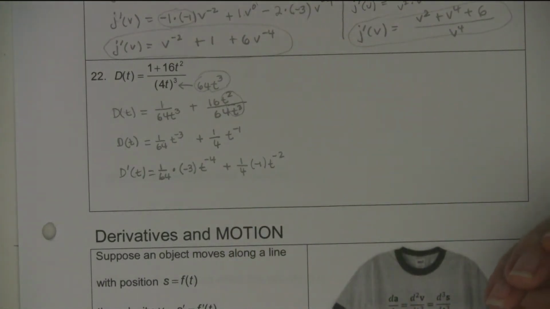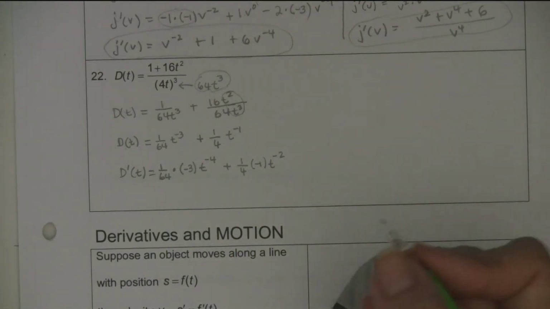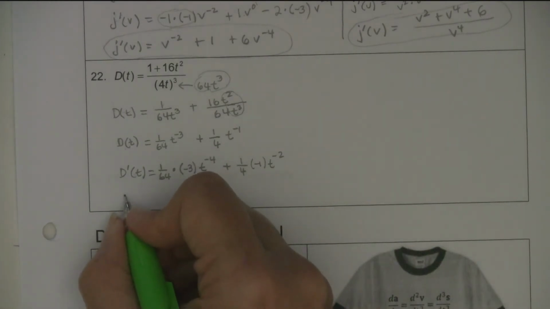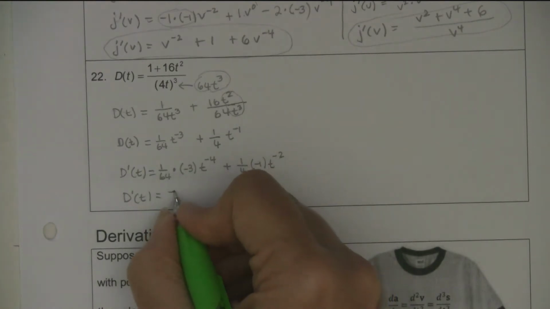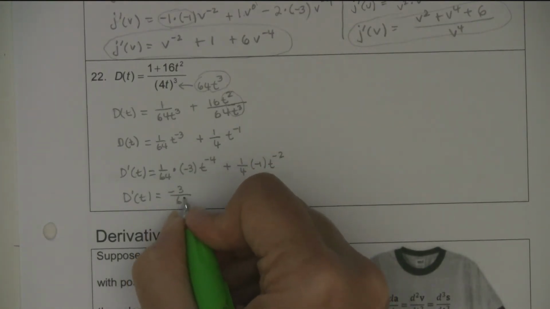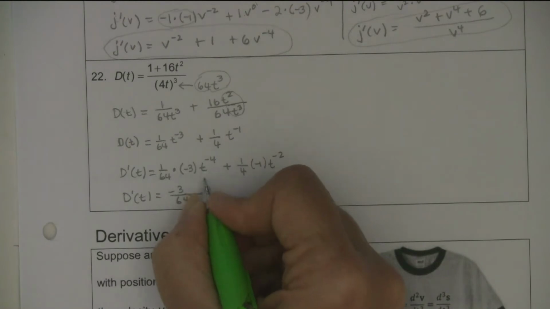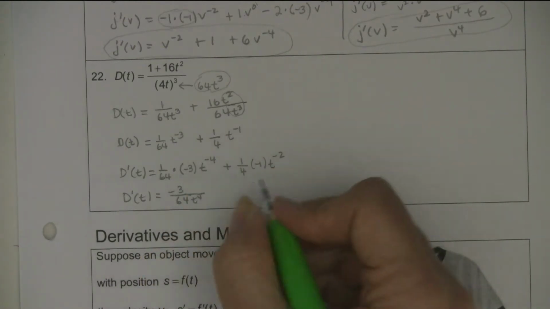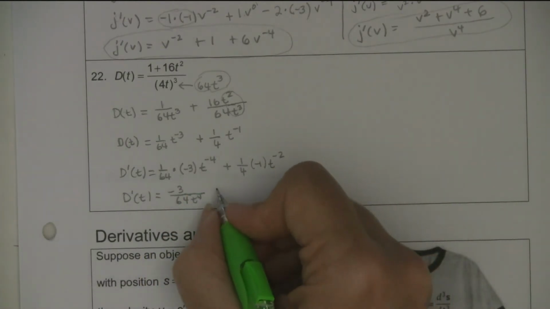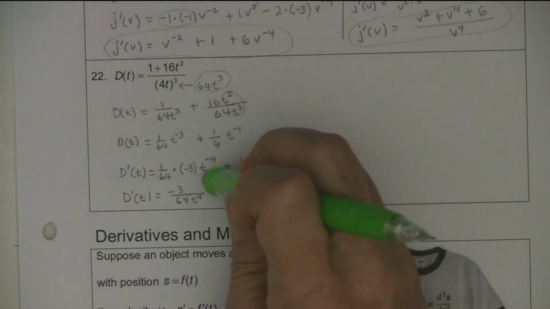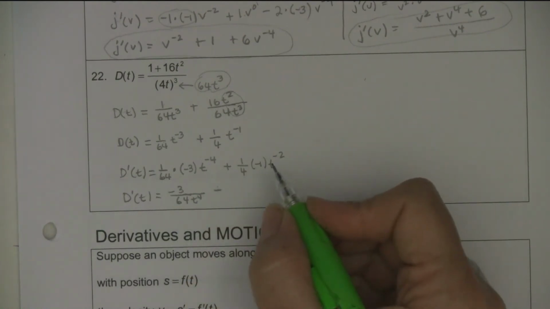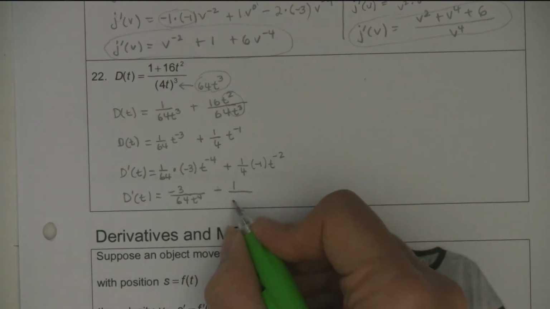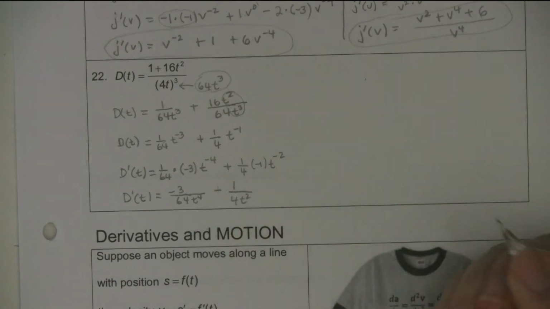And then now all I have to do is fix it up and make it look better, maybe like it looked before. So d prime at t equals, so this is going to be negative 3 over 64. And I could write this t to the 4th in the bottom, right? T to the negative 4th, t to the 4th in the bottom, plus, and then I realize it's minus. Let's see, 1/4, and then t to the 2nd.